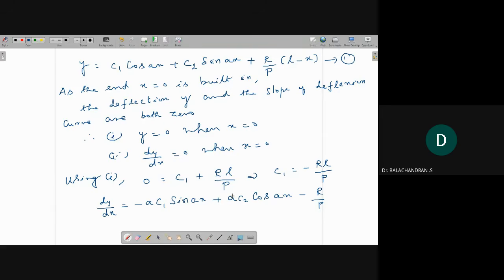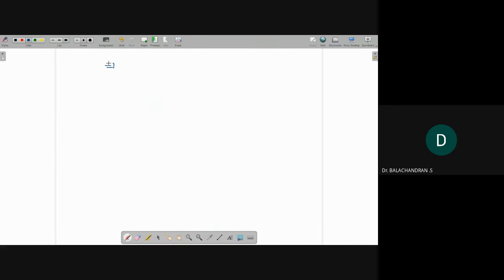Okay, now you should use the second condition, using subdivision 2, 0 equals 0 plus a c2 minus R by P. So from this, c2 equals R by P into a. So this implies c2 equals R by aP.